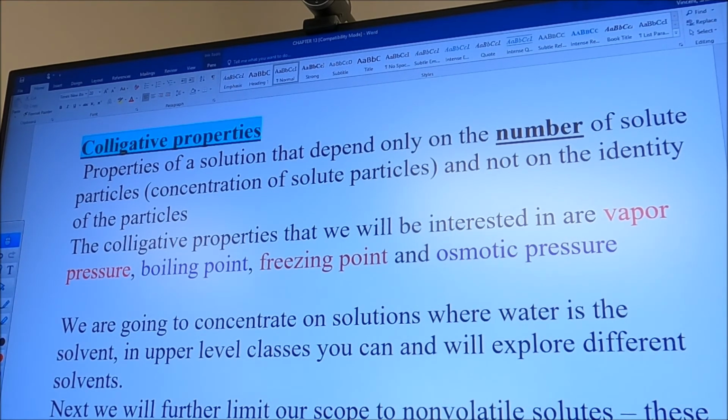So let's talk about colligative properties. These are some properties of the solution that depend only on the number of solute particles, okay? The concentration of solute particles and not identity.